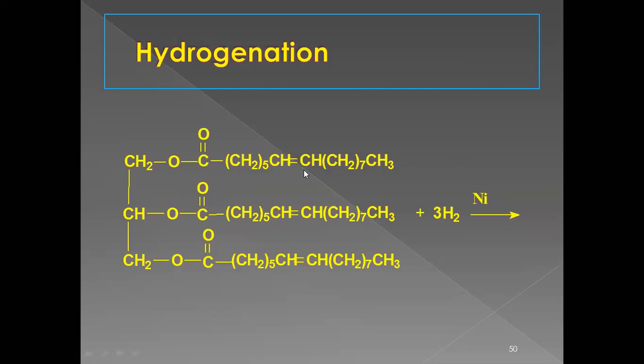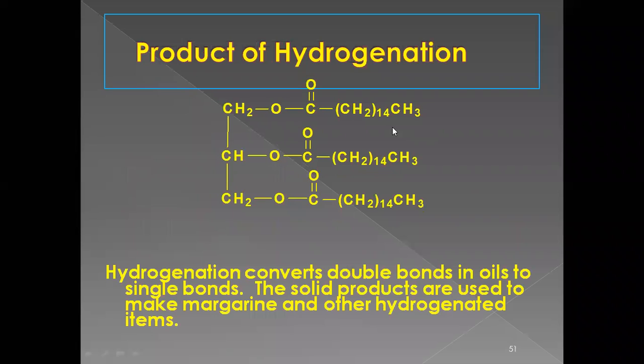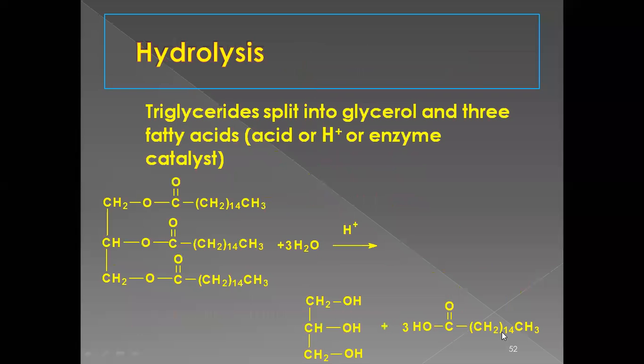Now, the first reaction, that is hydrogenation. After hydrogenation of the triglyceride molecule, the double bonds which are there in the structure of the fatty acids of the triglyceride are hydrogenated and converted into saturated fatty acid. So hydrogenation converts double bonds in the oil to single bonds. The solid products are used to make margarine and other hydrogenated products.